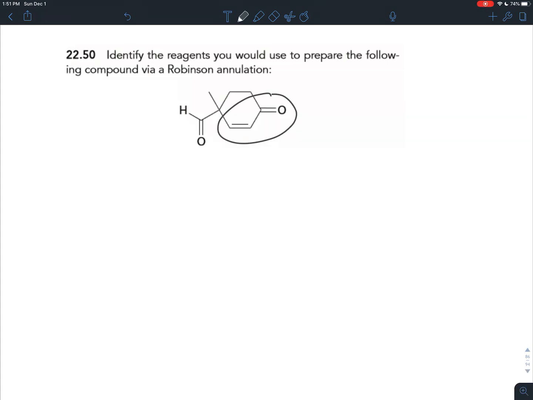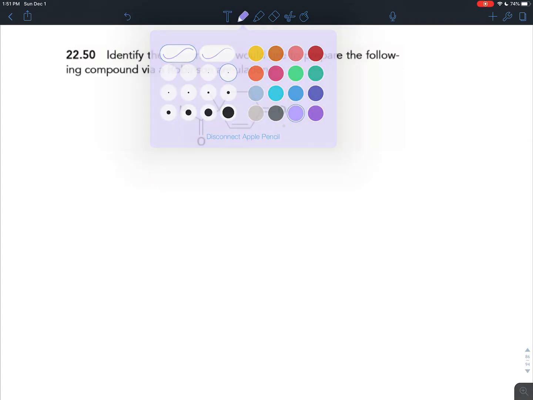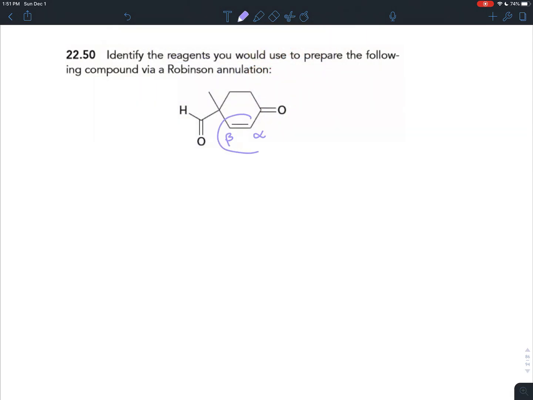If you see that feature, so here you have the alpha carbon, the beta carbon, you have a pi bond, a degree of unsaturation in between them. If you see an alpha-beta unsaturation in a ring, break it apart. You can form that alpha-beta unsaturation by doing an aldol condensation. And we did some exercises previously in this homework set, where we thought of the two reactants you'd need in order to make these alpha-beta unsaturated ketones.